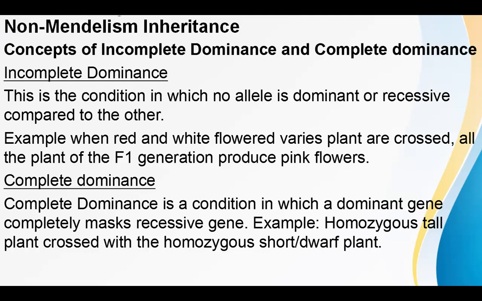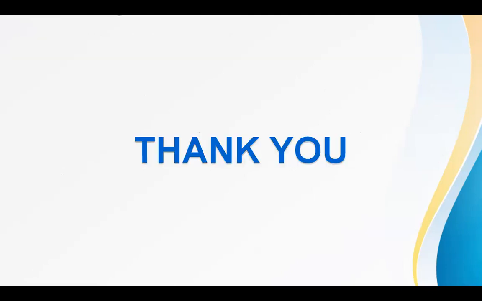Complete dominance is a condition in which a dominant gene completely masks the recessive gene. This means the dominant gene completely appears and covers the recessive gene. For example, a homozygous tall plant crossed with a homozygous short dwarf plant. So basically, you get tall plants completely. I hope it's clear. So that's all for this video.